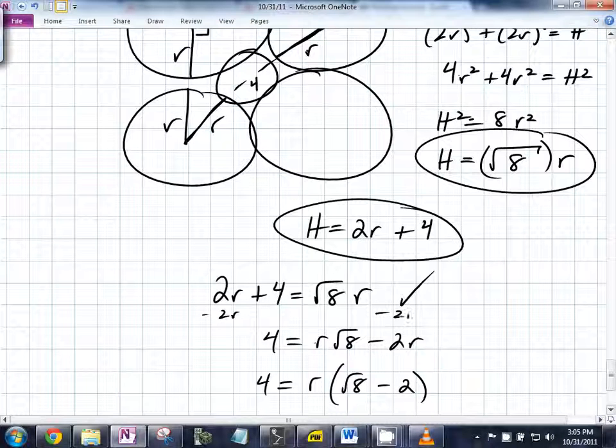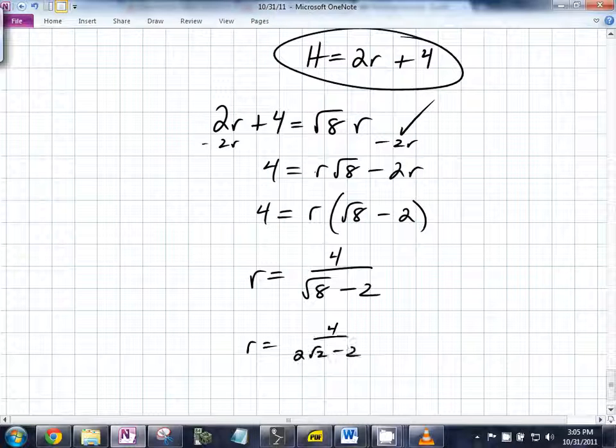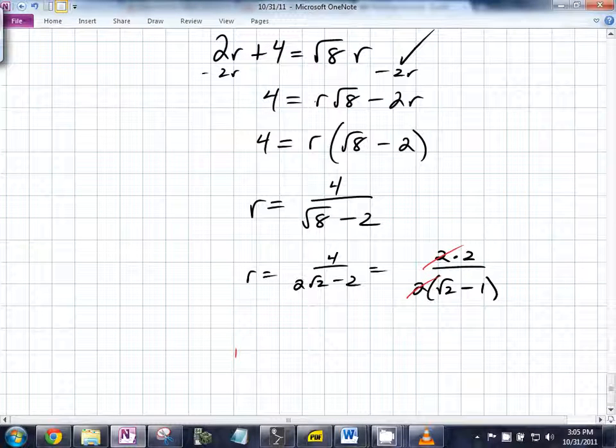So this is r is equal to 4 over 2 root 2 minus 2, right? So that's 2 times 2 over 2 times root 2 minus 1. What cancels? One of the 2's, right? So r is equal to 2 over root 2 minus 1. But here's the thing, everybody. Do we like having square roots in denominators? We generally don't. We like to get rid of them. What's the only number we can multiply something by and keep it the same value? 1. So we have to multiply by a form of 1.